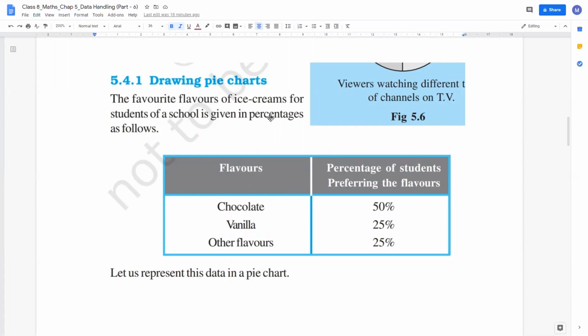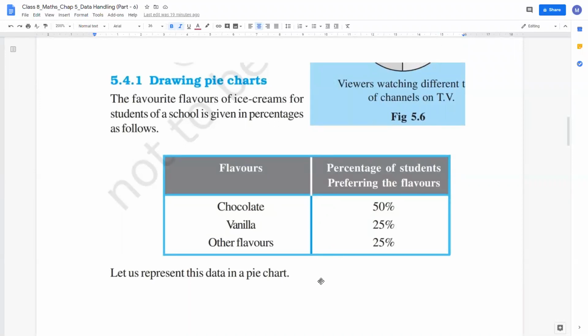The favorite flavors of ice creams for students of a school is given in percentage in the table. Flavors given here: chocolate, percentage of students preferring this flavor is 50%. Second, vanilla preferring ones 25%. Other flavors preferring ones 25%. We have to represent this data in a pie chart.